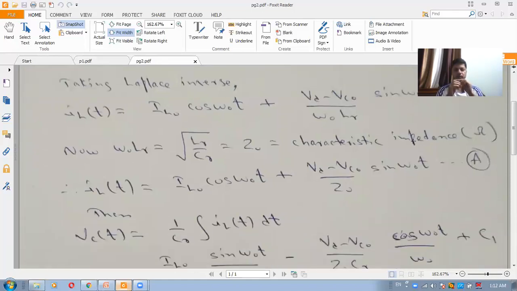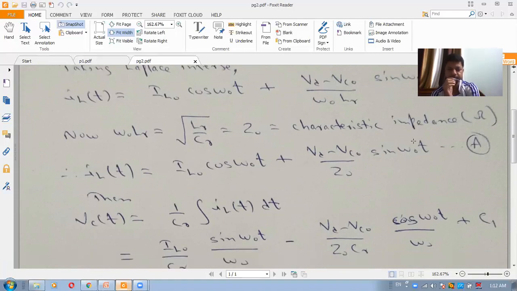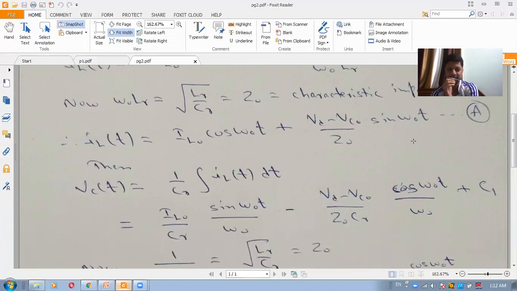This is the inductor current. The capacitor voltage can then be found by using the standard equation 1 upon CR integral of IL of t dt. If you integrate IL of t, this is the equation that you get: IL0 by CR sine omega 0 t by omega 0 minus Vd minus Vc0 by Z0 CR, cos omega 0 t upon omega 0, plus a constant of integration, that is C1.